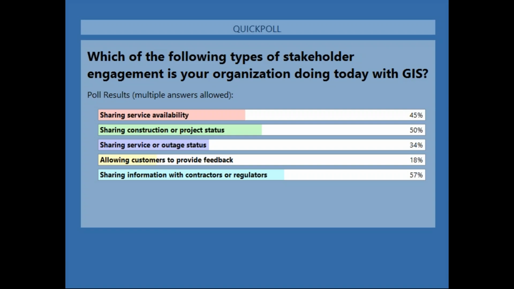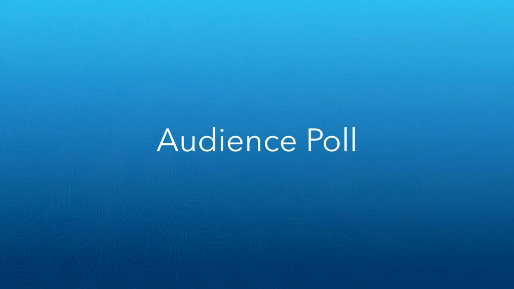The highest vote is for sharing information with contractors or regulators, which had 57%. Sharing construction or project status had 50%. And then sharing service availability at 45%. And then it drops off to outage status and even lower to allowing customers to provide feedback. So thank you for that. That closes out the 2 polls and provides some context for the demos we'll see today.